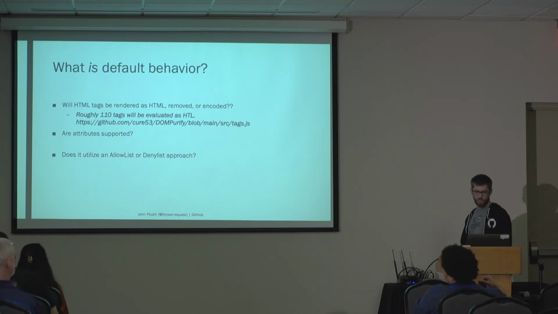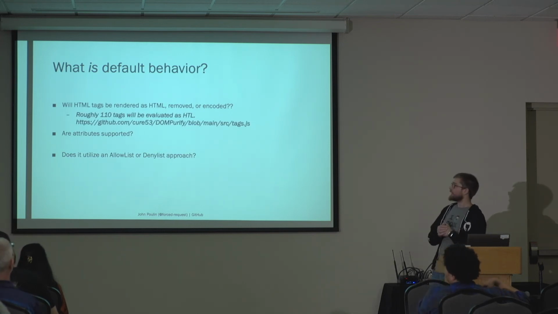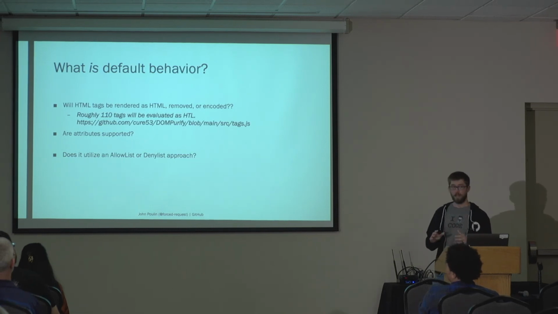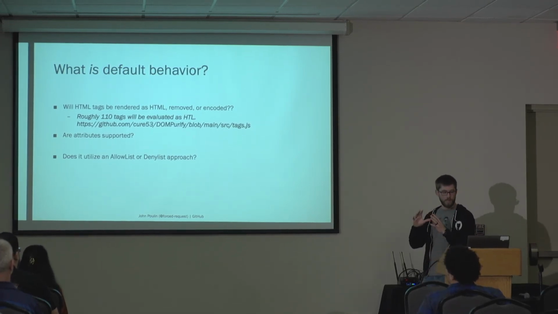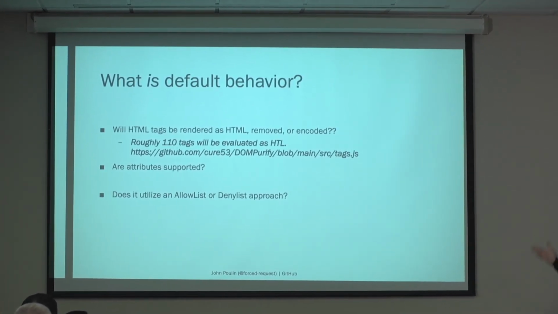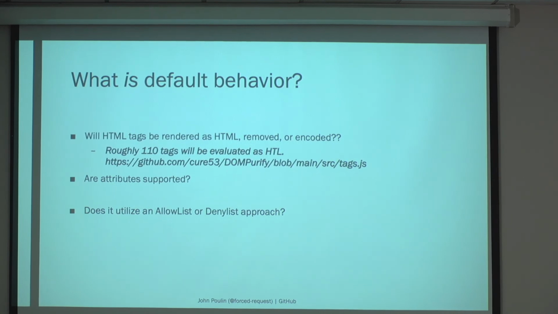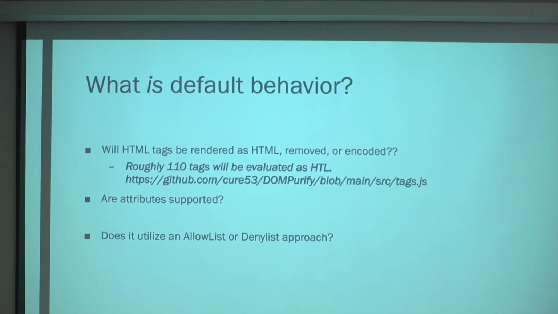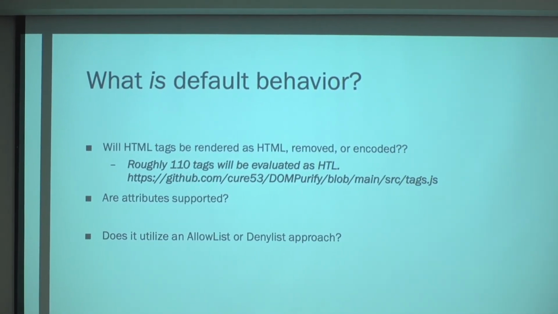So, oh, typo, bad on me. The answer here is roughly 110 tags will be outputted. That is, they will not be removed, they will not be encoded. 110 HTML tags will pass through those filters. What are those? Well, you're free to go look. But in order to understand the risk posed to your application, you have to understand what those tags are.